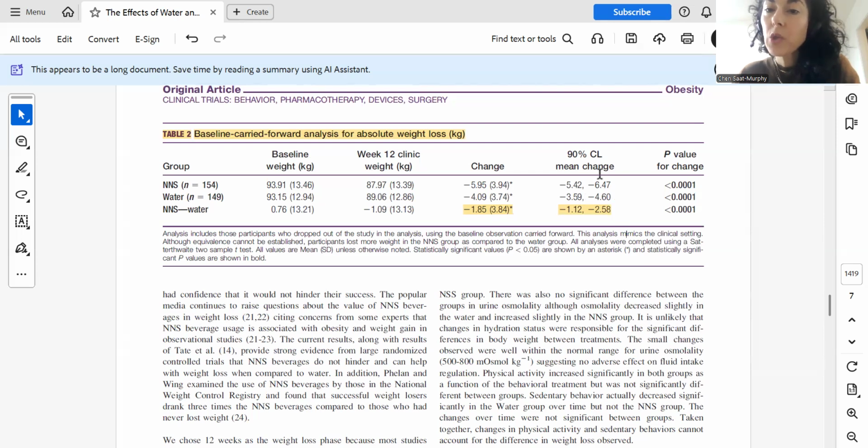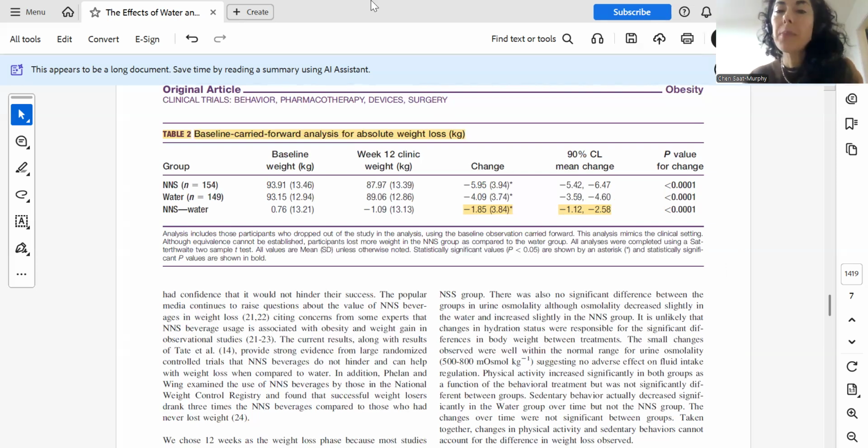The mean change, so we can be 90% sure that if you're going to follow the protocol for the non-nutritive sweeteners in comparison to the water, you'll be losing more. Your truth lies in between those two numbers. So you're 90% likely to lose somewhere between 1.12 to 2.58 more than someone who's going to do the same protocol for the water.